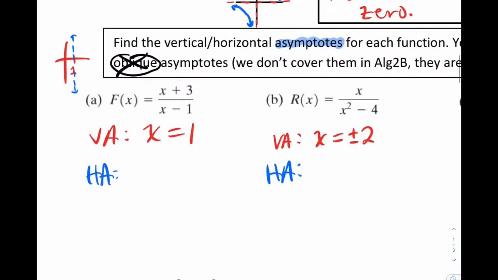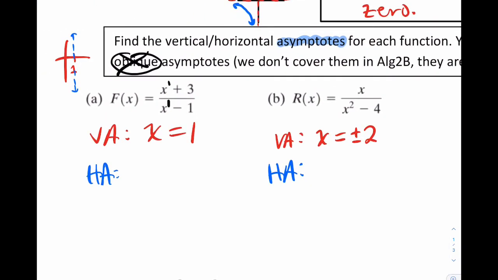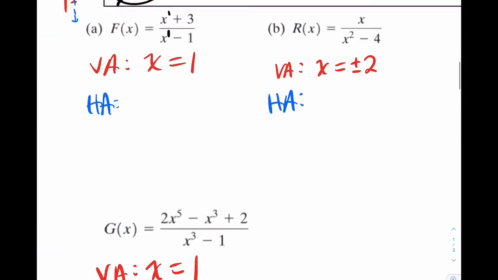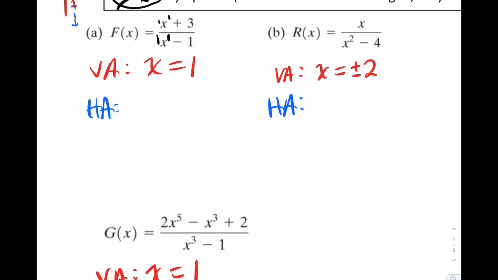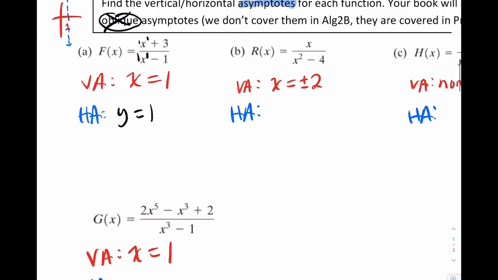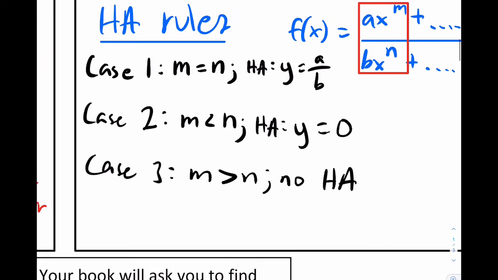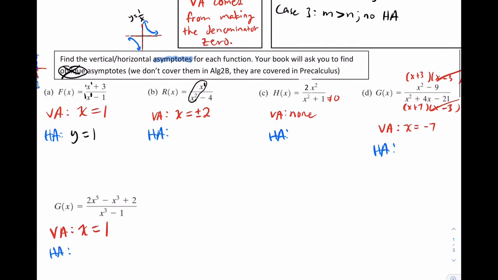So for this one, the power here, they're both 1. So we are in case number 1. The powers are equal, so take the coefficients. 1 over 1, that's your HA. B, look at the exponents. We have x squared and x to the first. The bottom is bigger. So if the bottom is bigger, we're in this situation. Because notice how m is the top, n is the bottom. The bottom is bigger, which means you just write y equals 0.